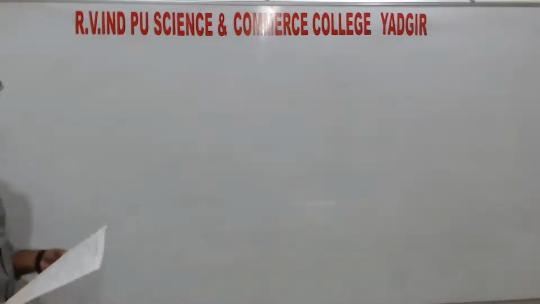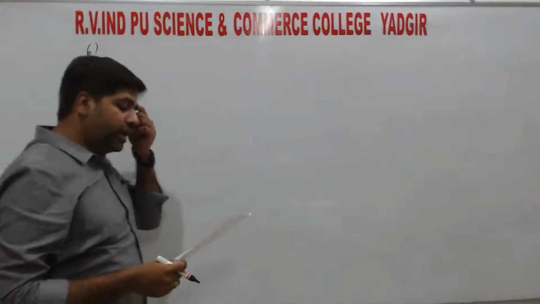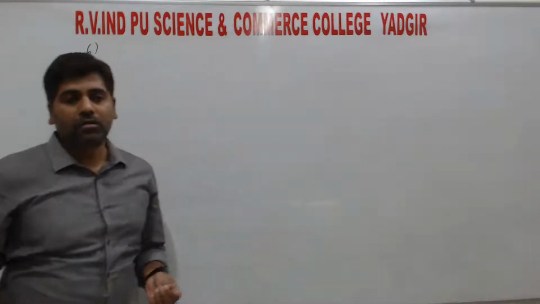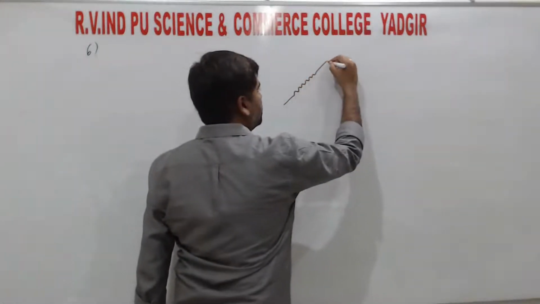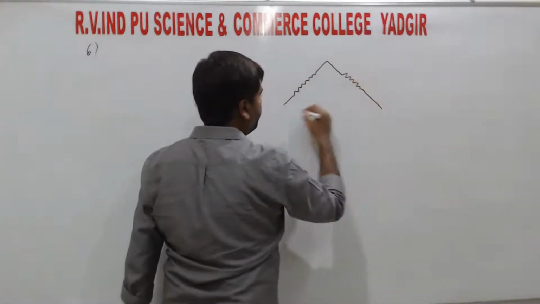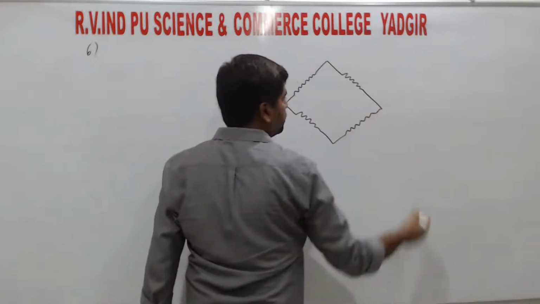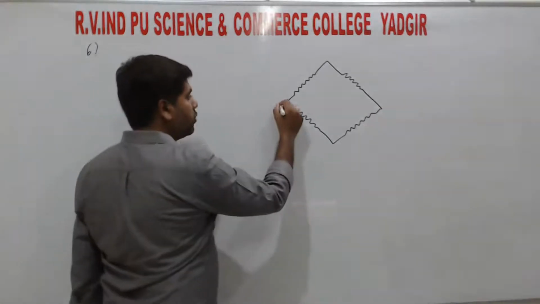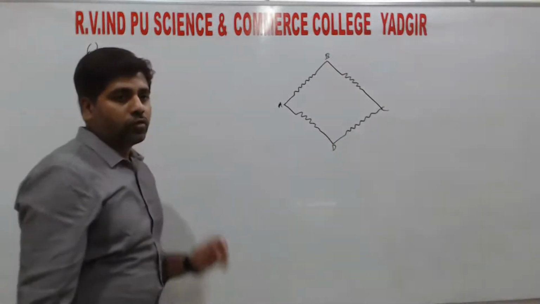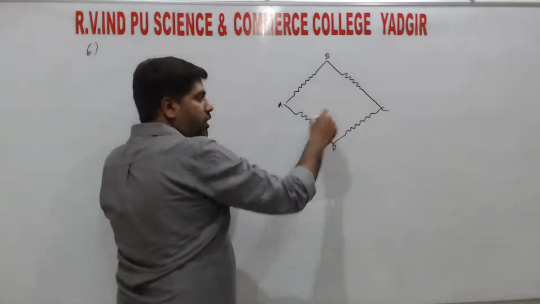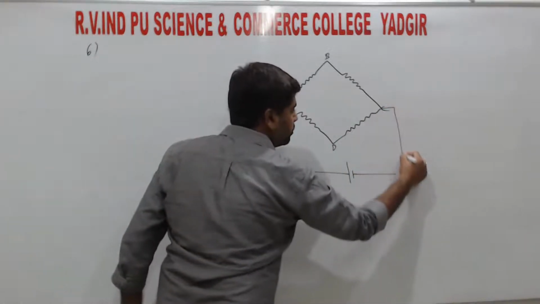So next, the sixth question. This is simple. Deduce the condition for the balance of Wheatstone bridge using Kirchhoff's law. Right? Wheatstone bridge means we need to construct one Wheatstone bridge. This is in a rhombus shape. A Wheatstone bridge consists of 4 resistances, right? Naming these as A, B, C, D. The opposite terminals we connect to the external source, that is the battery.